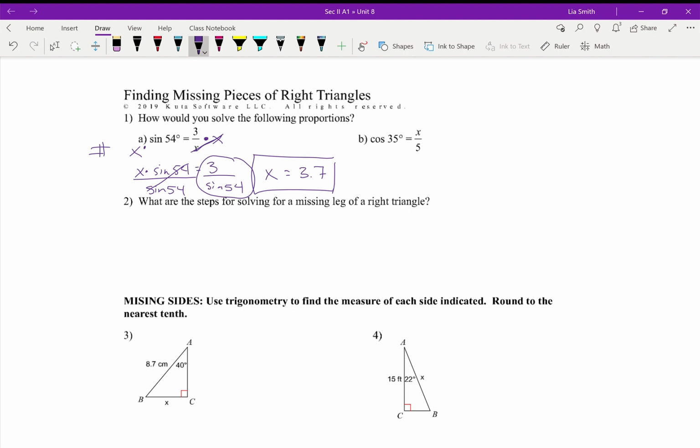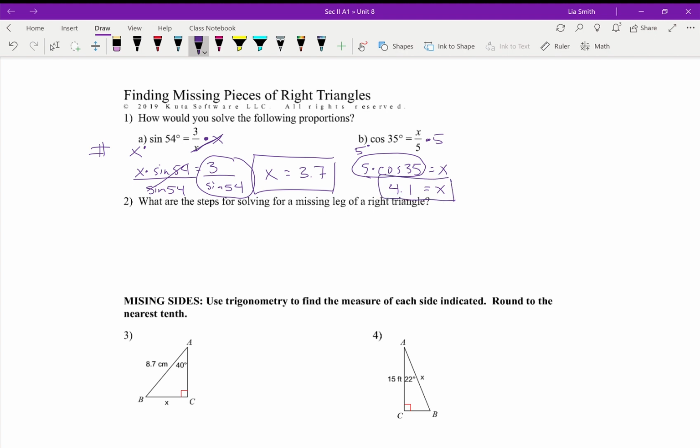Part A is your more complicated solving. Part B is your easier solving because the x is already in the numerator. So in order to isolate it, all we have to do is get rid of that 5. So if it's being divided by 5, the inverse is to multiply both sides by 5. So we get 5 times cosine of 35 equals x. And now all I've got to do is put that in my calculator. And I end up with x equals, and this is, if we round it, 4.1.